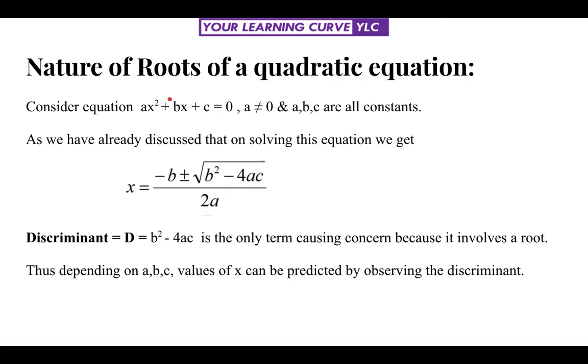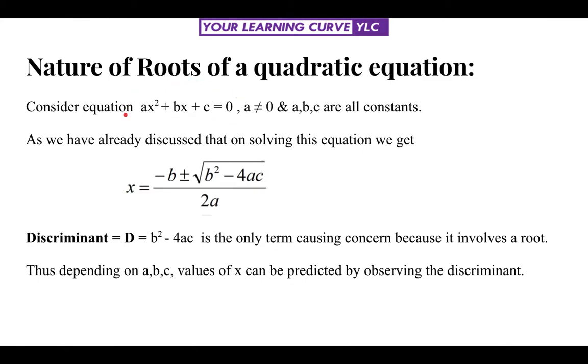When we talk about the nature of roots, it means that x is equal to minus b plus minus root over b square minus 4ac upon 2a. This is the root of the equation. Here are two roots, alpha and beta. Now we will be talking about the nature of these roots, meaning without actually solving the equation, we will try to predict the equation's roots and then try to solve different type of questions.